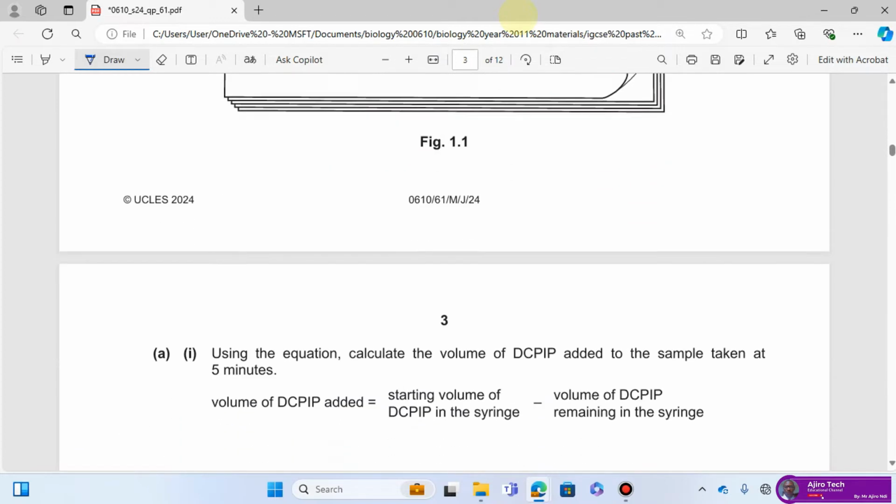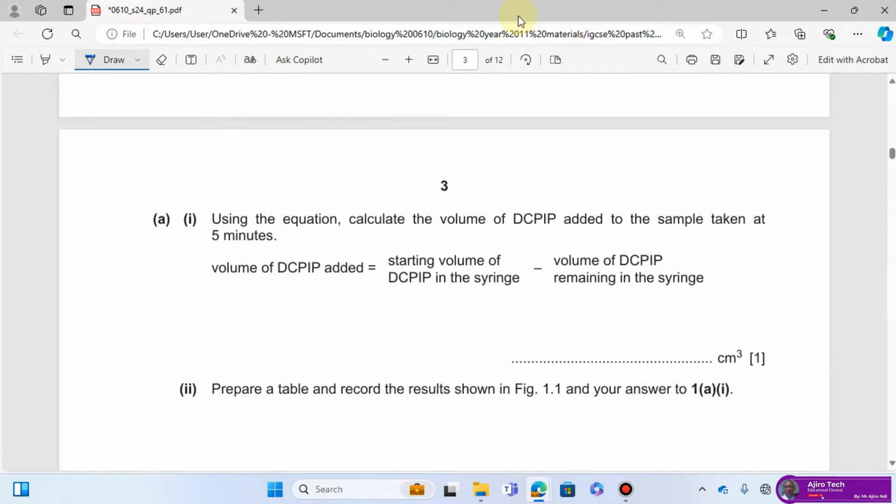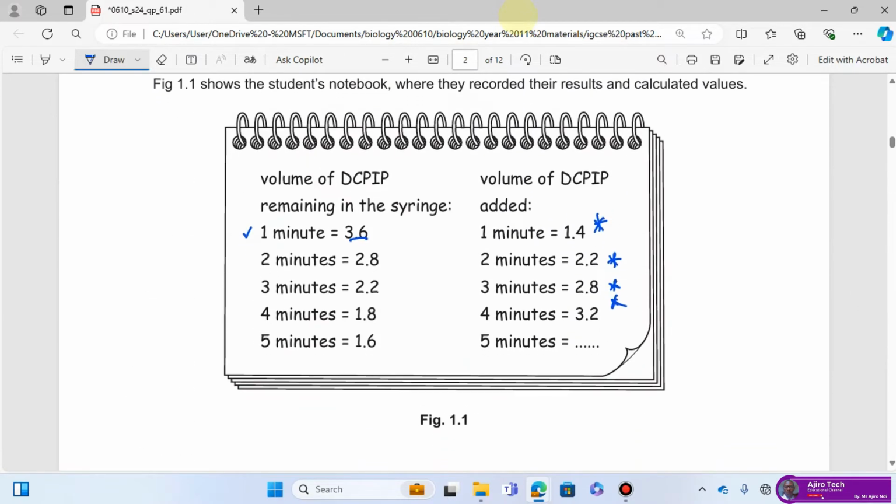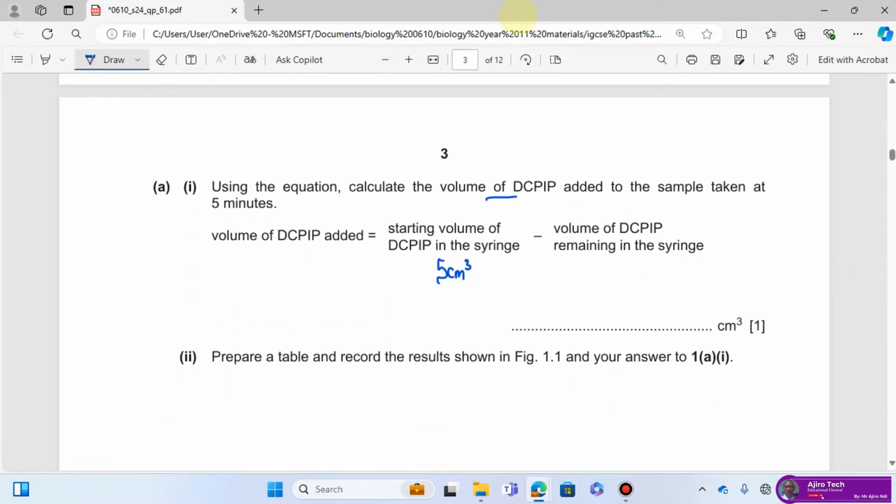So let's go to the first question. It says, using the equation, calculate the volume of DCPIP added to the sample taken at 5 minutes. Now, that's the formula. Starting volume, of course, we know is 5 cm cube. What is the volume remaining? From the table, the volume remaining is 1.6. So we can just subtract that from what we have, and we know the volume that has been used. You don't need to repeat the answer. So your answer is supposed to be 3.4 cm cube.